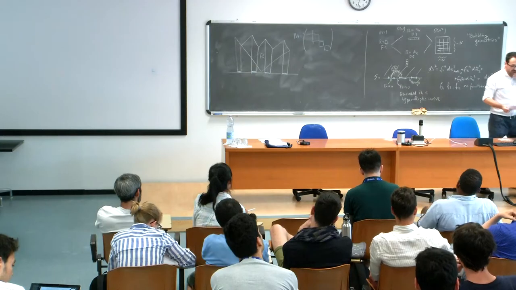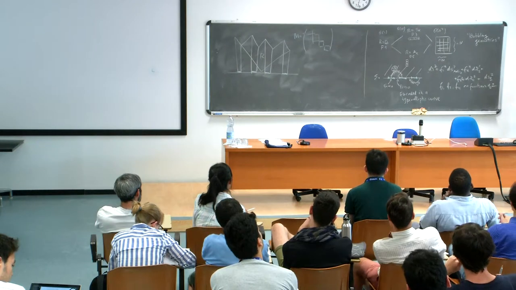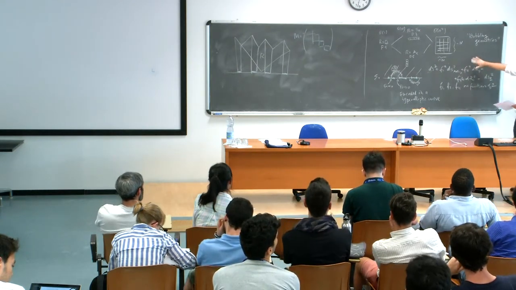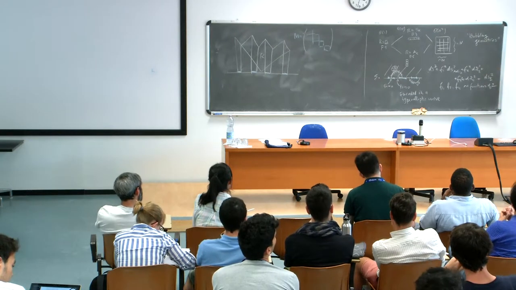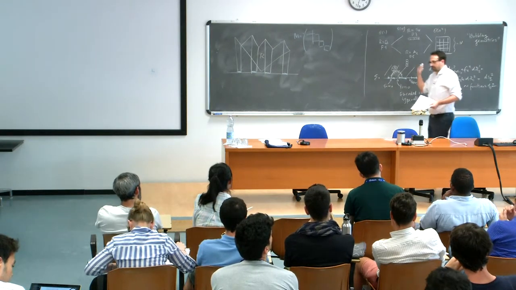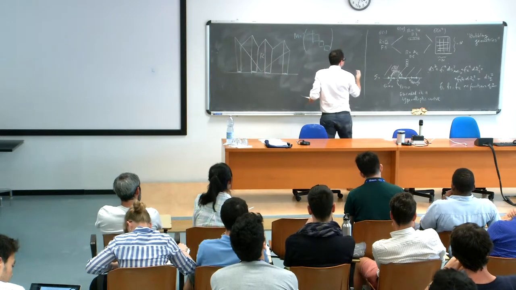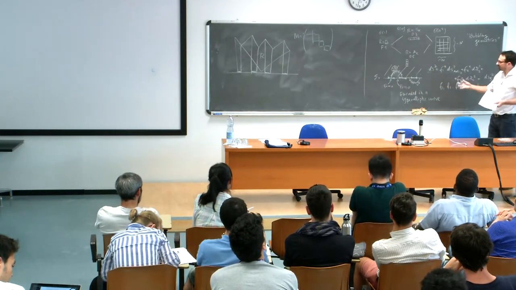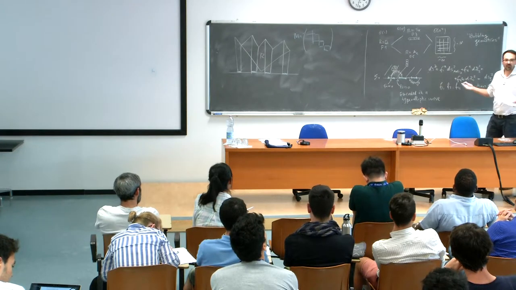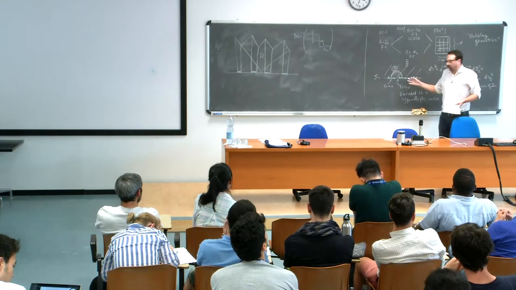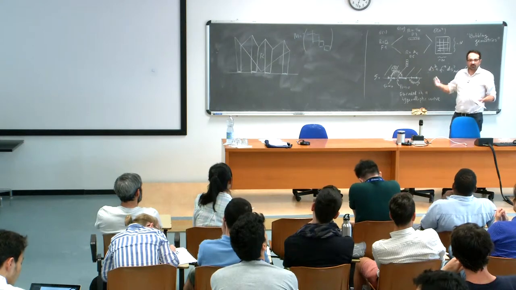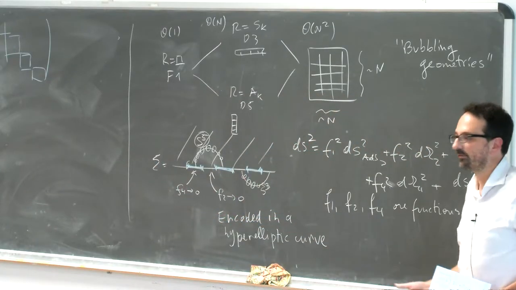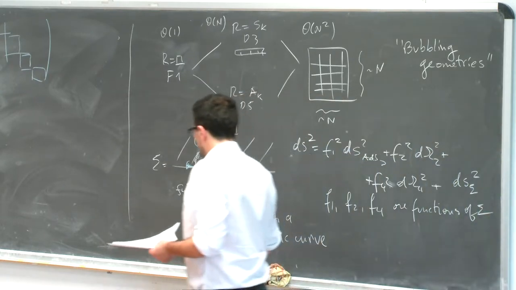So I want to do now more. Again, I like this picture a lot because of this emergent geometry. This is not just AdS5 cross S5. This is a very complicated geometry, and all the information about this geometry is encoded in a resolvent of a matrix model. So this is interesting for me.